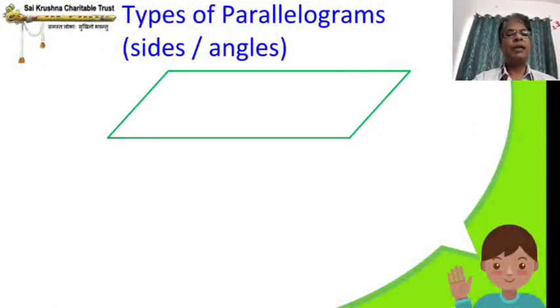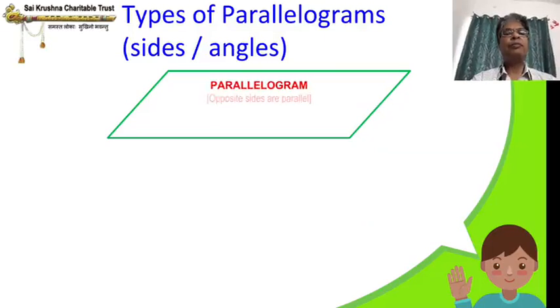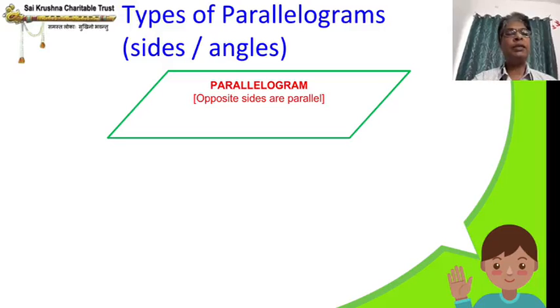Now you can see that types of parallelograms are defined in this page as well as the next page. In this page, I have written only about sides and angles. In the next page, you will see about the diagonals. So parallelogram, the first within bracket, I have put the definition. Opposite sides are parallel. So a parallelogram means a quadrilateral where opposite sides are parallel. So that is why I put in the bracket. It is not a property, it is a basic definition.